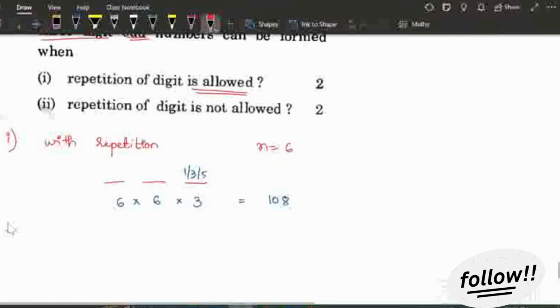Without repetition, that is, repetition not allowed. Here also, why are we considering the last digit first? Because they have given that it has to be an odd number.